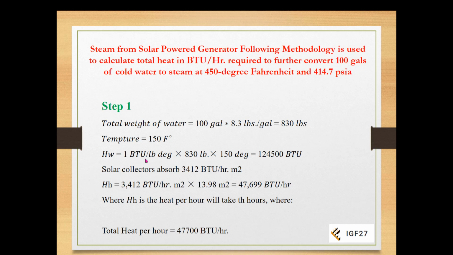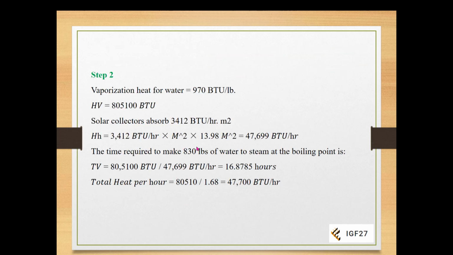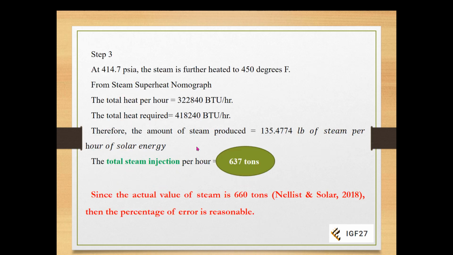After that, we need to calculate the amount of steam that can be produced from the whole process, for just phase one. There are three steps to calculate the amount of steam that can be injected into the heavy oil reservoir. The first is the amount of heat used to convert cold water to hot water. Step two is the amount of heat needed to convert the hot water to steam. And for the last, we used a nomograph to calculate the amount of heat for the superheated part. Then we have the total steam injection.